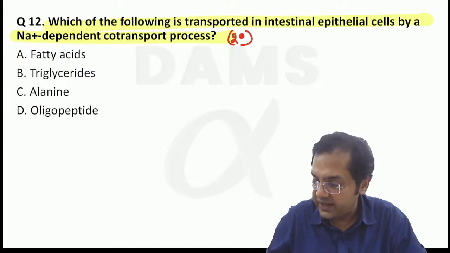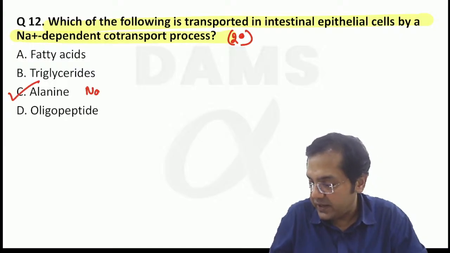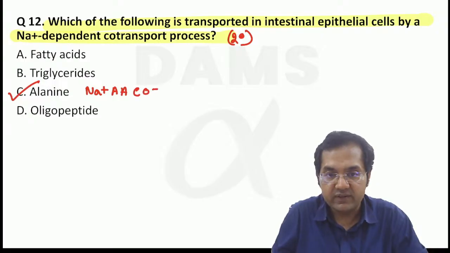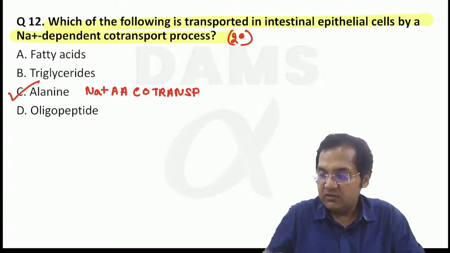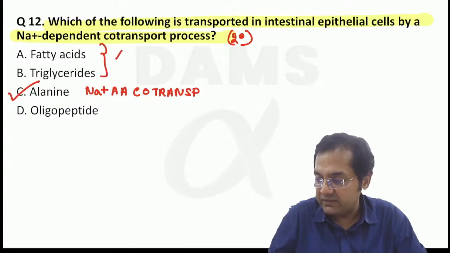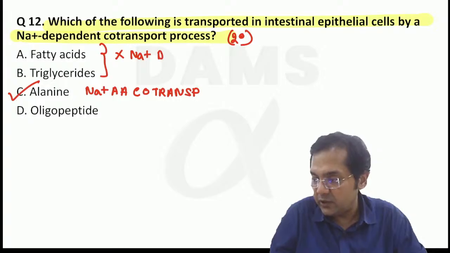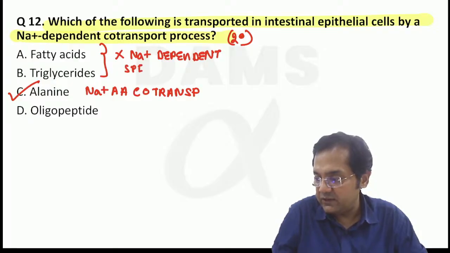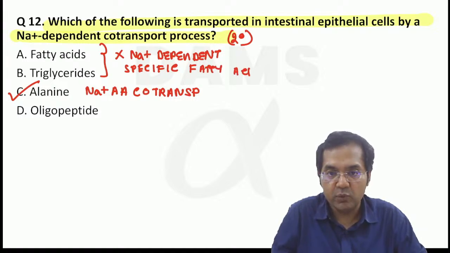Yes, that's right. Alanine is an amino acid. This will require sodium amino acid co-transporter. Very good. Fatty acids and triglycerides are not dependent on sodium. They require their specific fatty acid transporters.